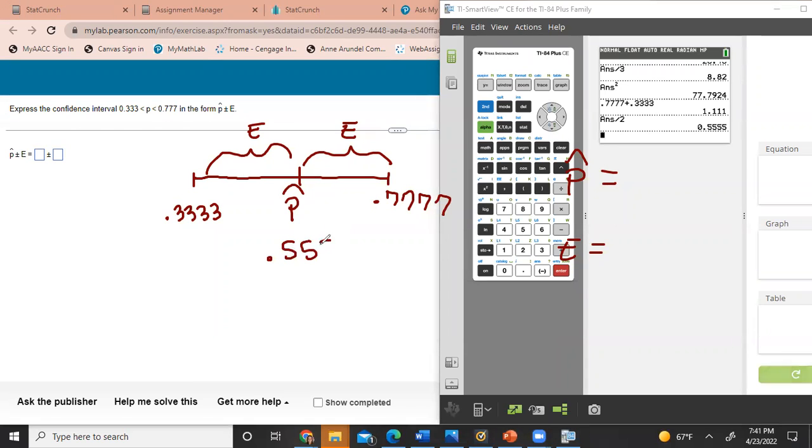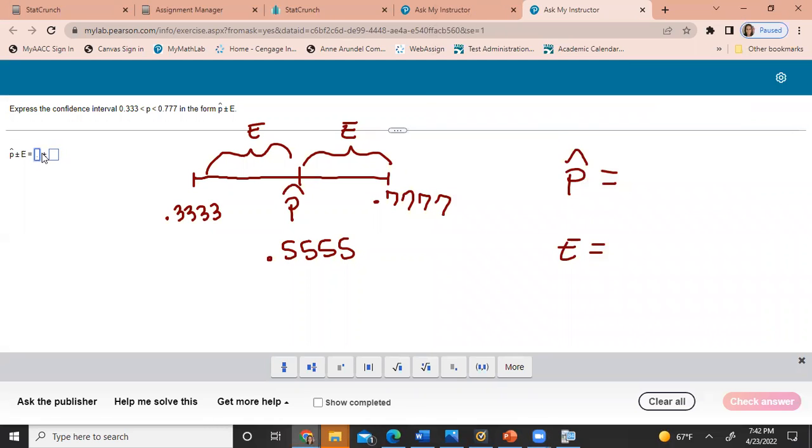That's fine. But really, I think the easiest way is to find the number in the middle. They're just trying to make sure you understand that for our confidence interval, the sample proportion is exactly in the middle. The number directly in the middle between 0.333 and 0.777 is 0.555. The way we get that is by adding those two values up, 0.333 and 0.777, and then dividing by 2. So the middle number p hat there is 0.555, and then we have to find out what E is.